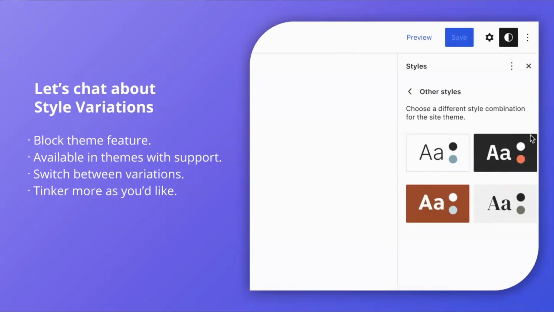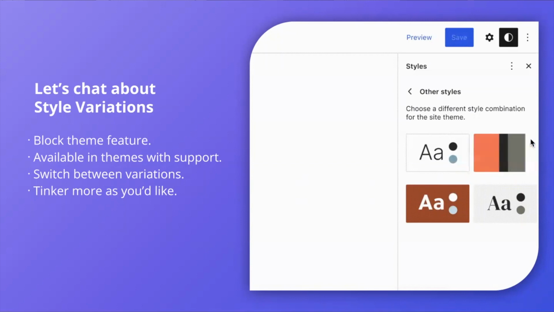So let's chat about style variations. With WordPress 6.0, block themes will now be able to include the option to contain multiple style presets provided by the block theme authors. This expands the new style system even further, allowing you to have shortcuts for switching up the look and feel of your site all within a single theme.